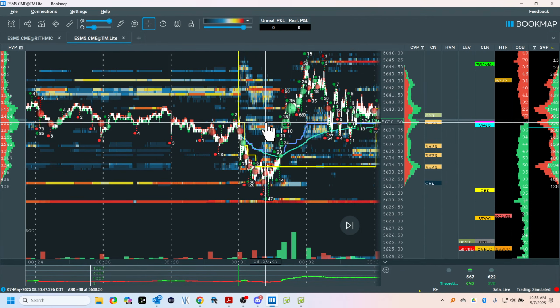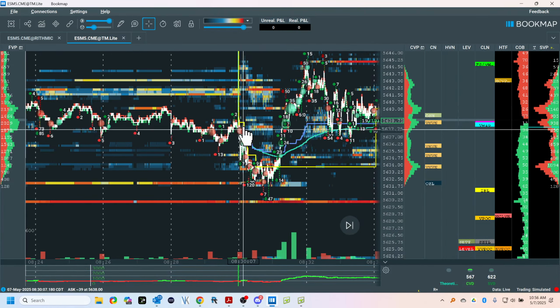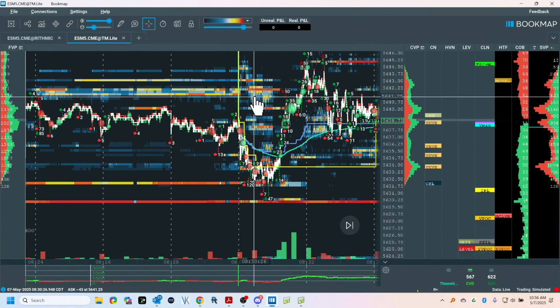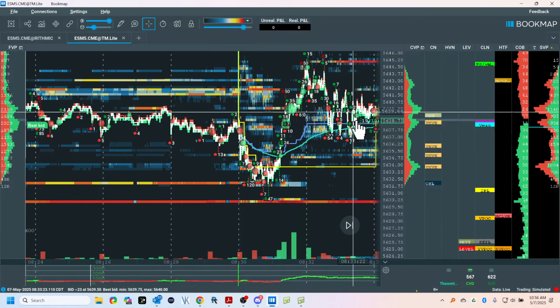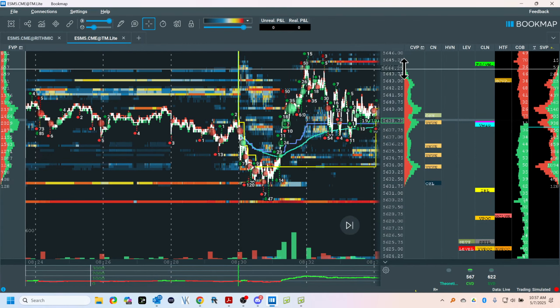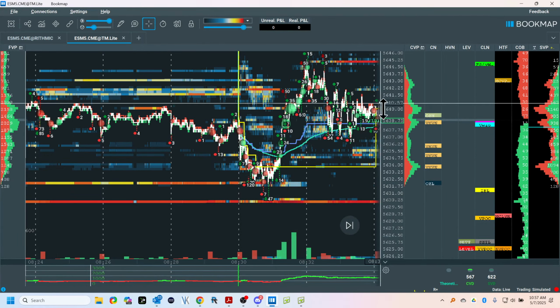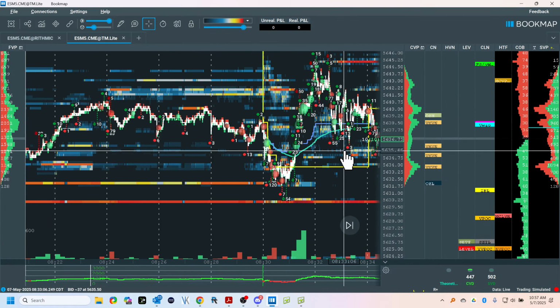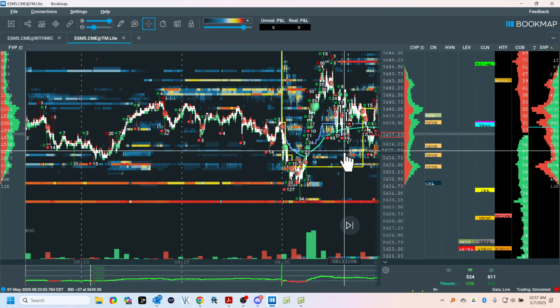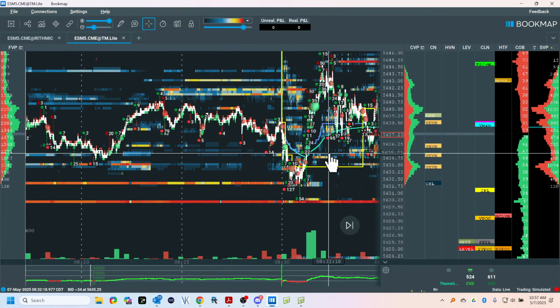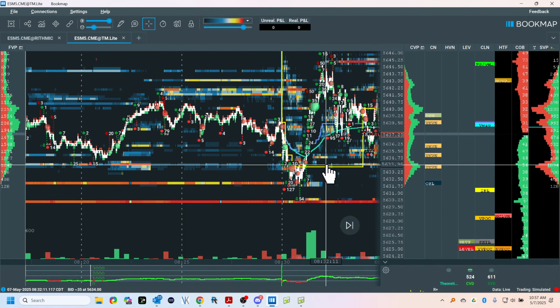So if this is too low, then that. And if I hold this, then what? Then north. If not, then what? Back here. You see? So let's look. Variable high volume node is here.